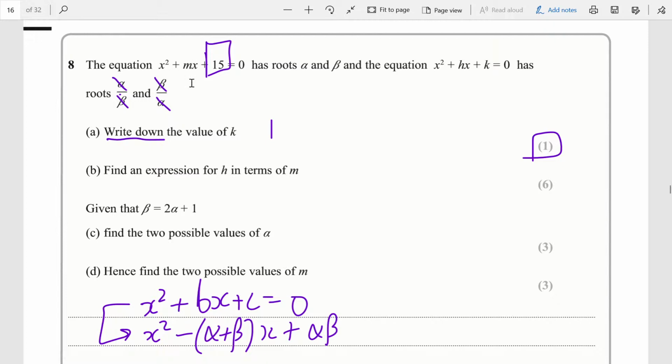It seems to me that we will only need to look at this equation because we'll get x squared plus minus alpha plus beta, and of course we can substitute beta in terms of alpha, plus alpha times beta is equal to 0, and x squared plus hx plus k equals 0. So in actual fact, we might need this to be the case.